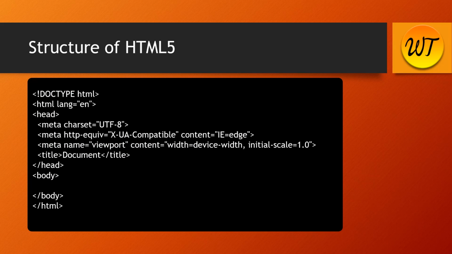Here you can see the entire HTML code snippet is available. In the beginning, we have doctype, html language, head. As I told, we have to put the meta tags and the title, and close the head tag. After closing the head tag, we start the body tag, where the entire content goes. Finally, we close the body and the HTML tag.